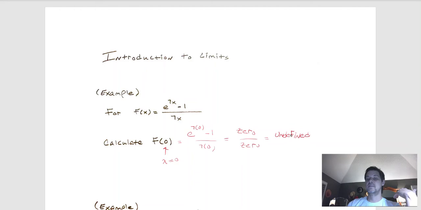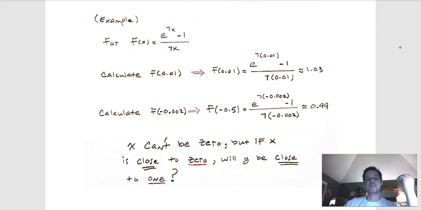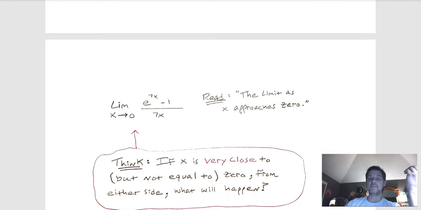If you ask me to evaluate f of 0 for this function, if you ask me to let 0 be the input or the x, there is no answer that comes out of that, and it is therefore undefined. So let's just start there. For this function, you can't plug 0 in. That's just what it says. Now, that doesn't mean that something predictable doesn't happen if you're near 0.